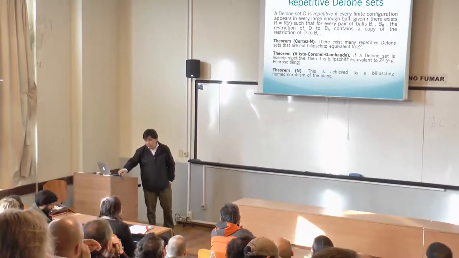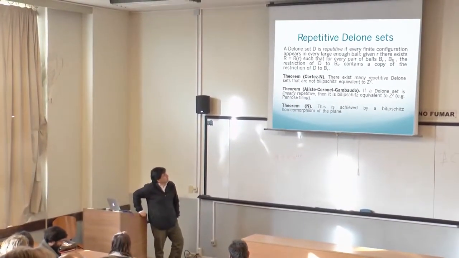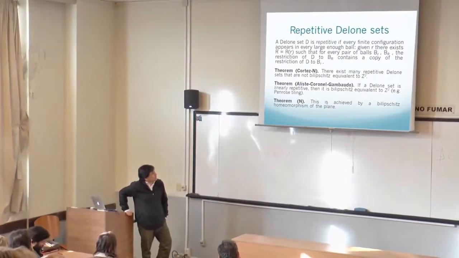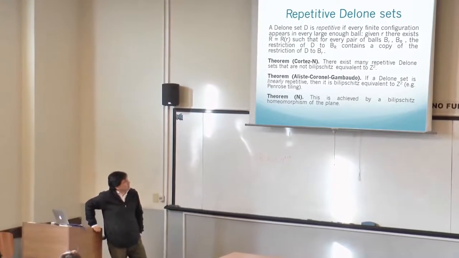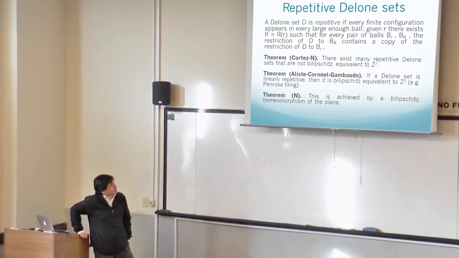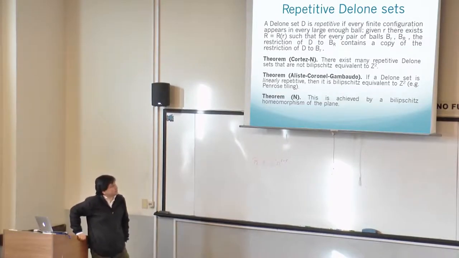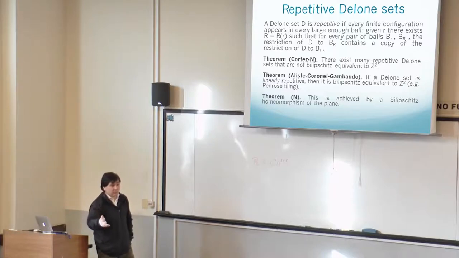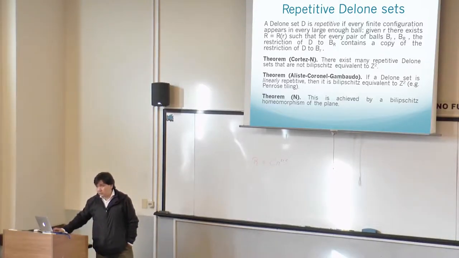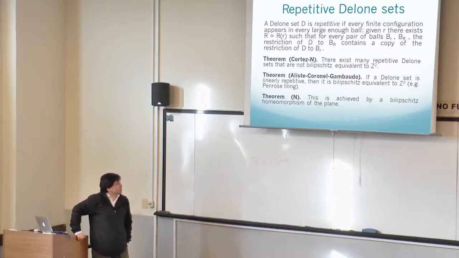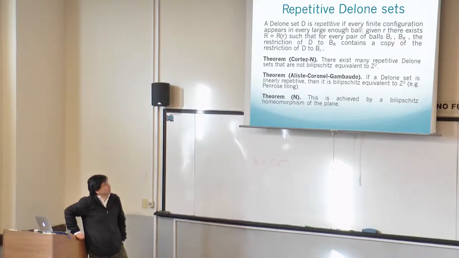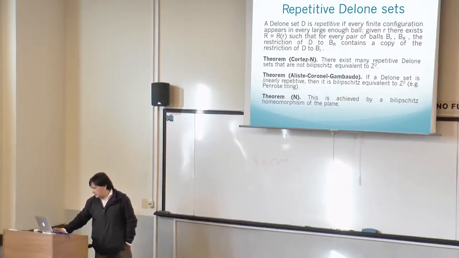Actually, the theorem of Gambaudo, Coronel, and Aliste-Prieto can be improved. You take a linearly repetitive Delone set of the plane, and there is actually a bi-Lipschitz homeomorphism of the plane that sends this Delone set into the standard lattice. So the open question, which is in general open for Delone sets, can be solved in this case. The proof is somehow the same as the one of ACG, except that you have to use all the things that are already proven, and remark something quite technical in the middle of the proof, but there is no new idea in the proof of the last theorem.